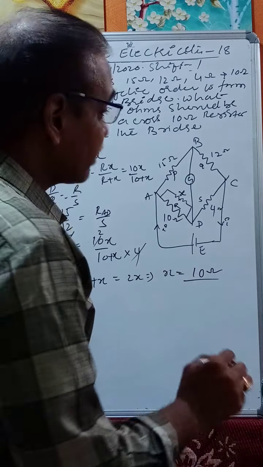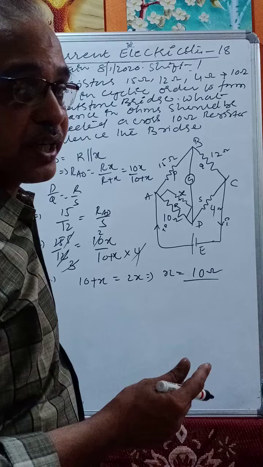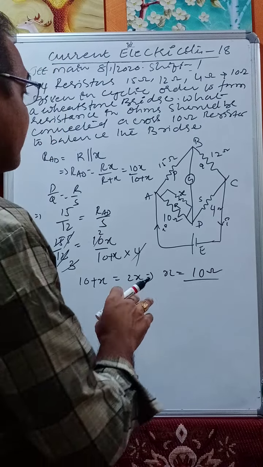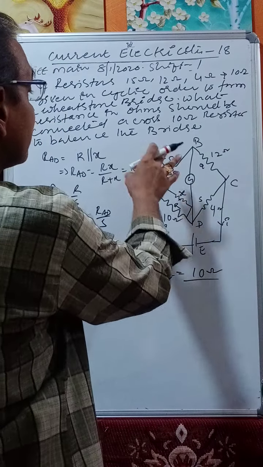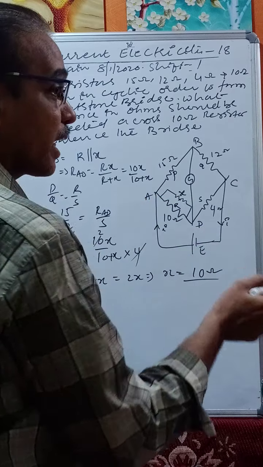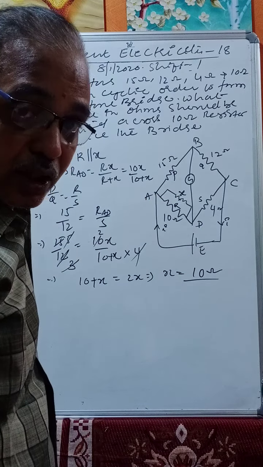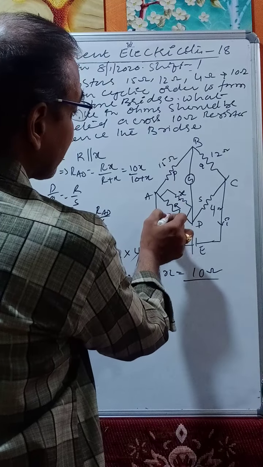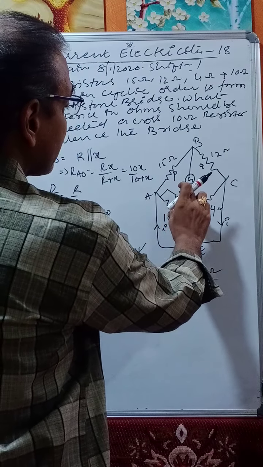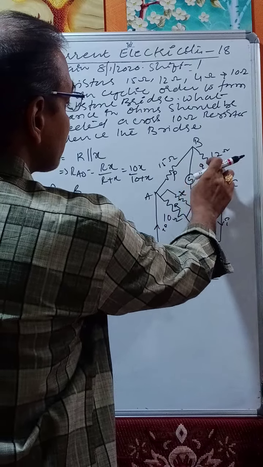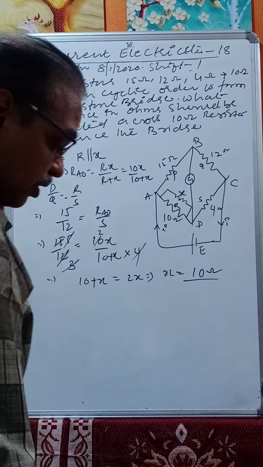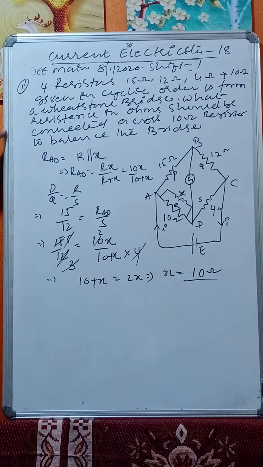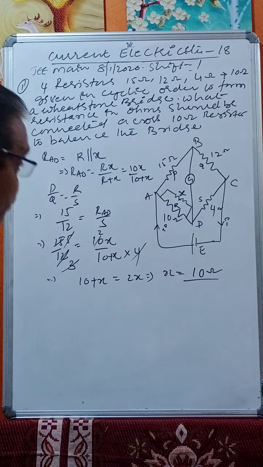So this is the problem. This simple problem carried 4 marks. Very easy one. He asked what should be the resistance connected across the 10 ohm resistance so that the bridge is balanced. Therefore, connect a resistance of value X across 10 ohm. The parallel component becomes Rx by R plus X. Now P by Q is equal to R by S. That is one problem.